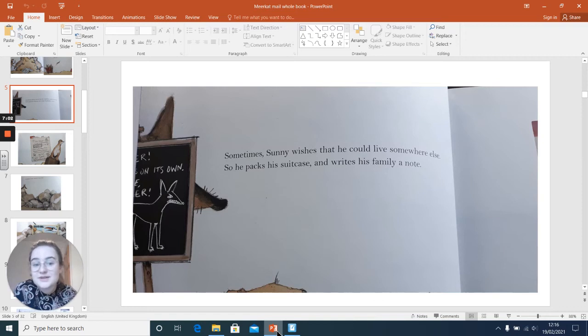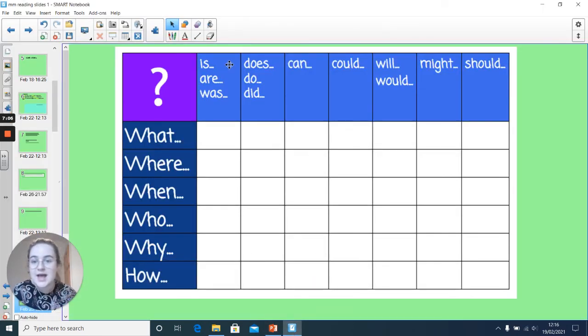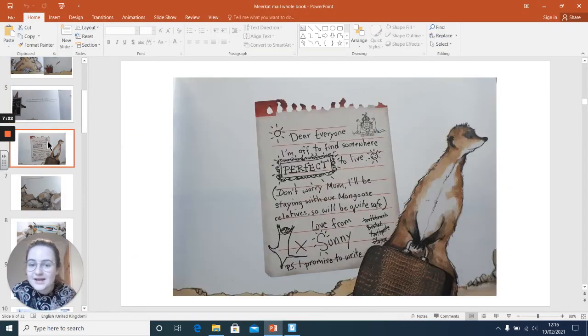So he packs his suitcase and writes his family a note. We could ask, where is Sunny going? Or why does Sunny write his family a note? Because it doesn't say that, does it? So we're wondering all of these questions. And you can have a go at any of the pages we have looked at. Choose a page and ask some questions about it.